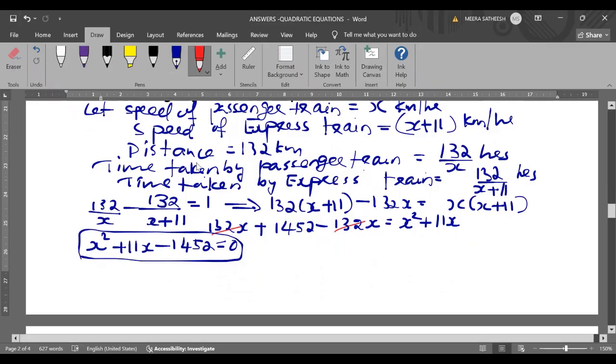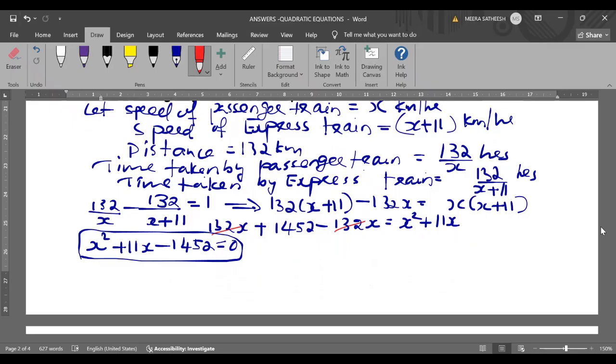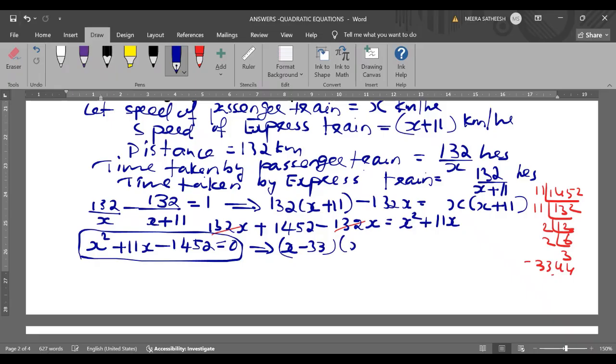Now we have to find the numbers. Product negative 1452, sum 11. So let us find, 1452 divided by 11 will be 132. Again divide by 11 is 12. Now what are the numbers? Combination, try. 33 and 44. Minus 33 and plus 44. So we can write here x minus 33 into x plus 44 equal to 0. So we will consider this, because x equal to minus 44 is negative. So x equal to 33.